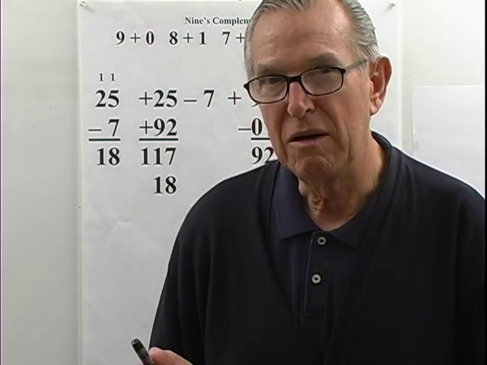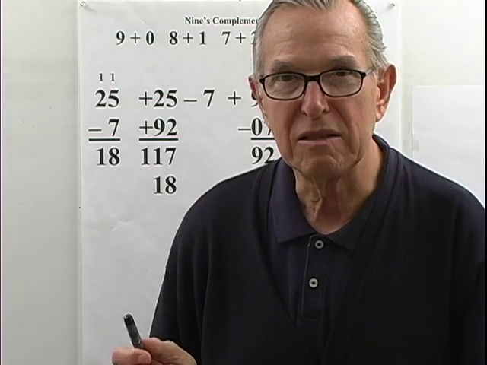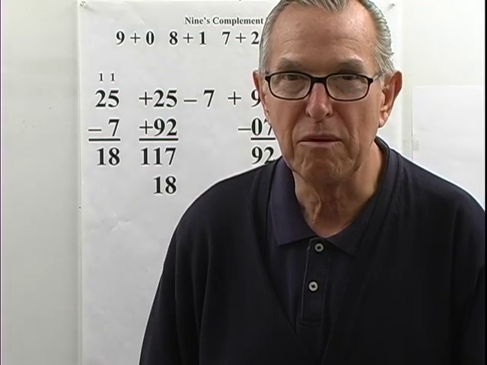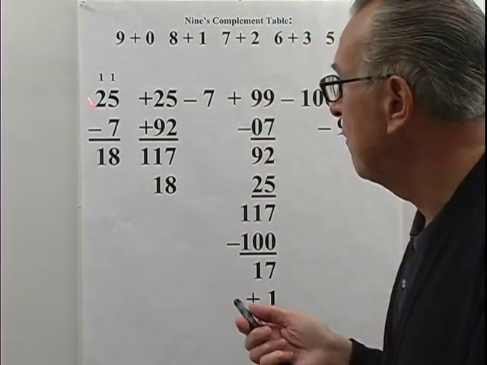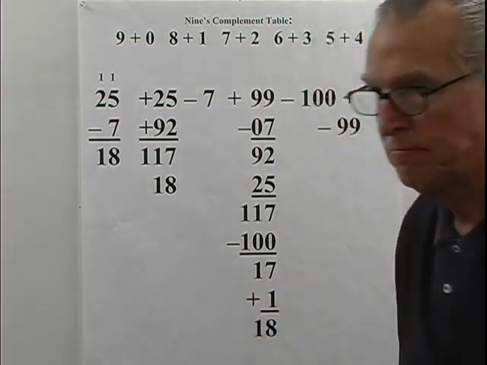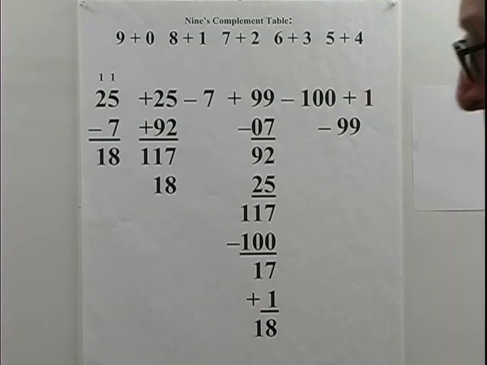We will modify our algorithm slightly so that it applies to all numbers. I will subtract from 25, 7. 7 is greater than 5, so I have to borrow 1 from that 2. That becomes a 1, and this becomes 15. 7 from 15 is 8. 0 from 1 is 1. So 25 minus 7 is 18.